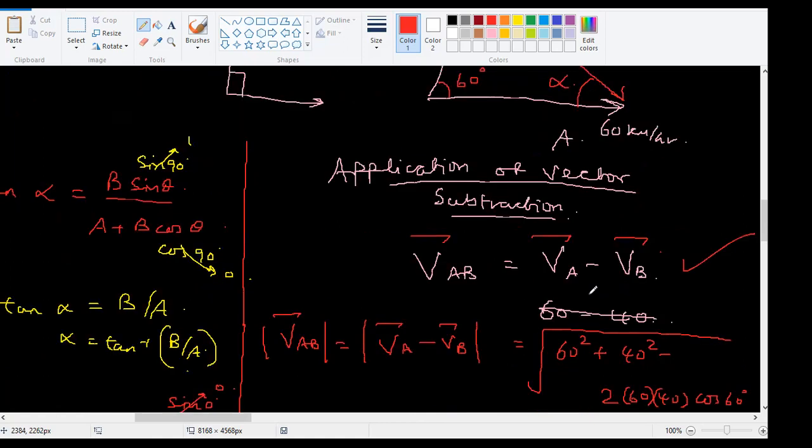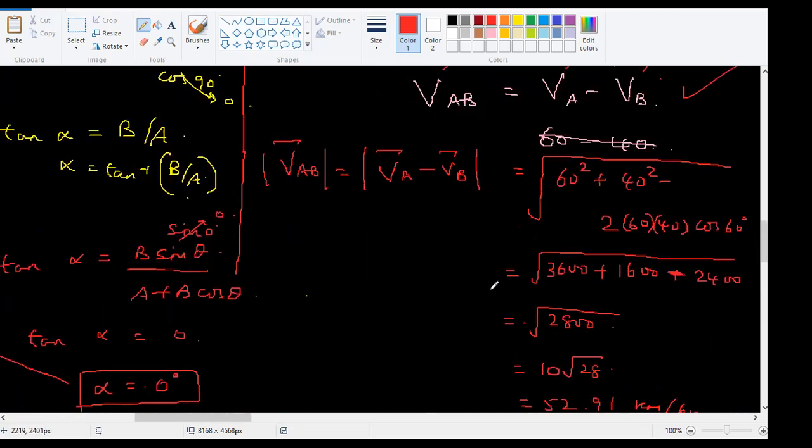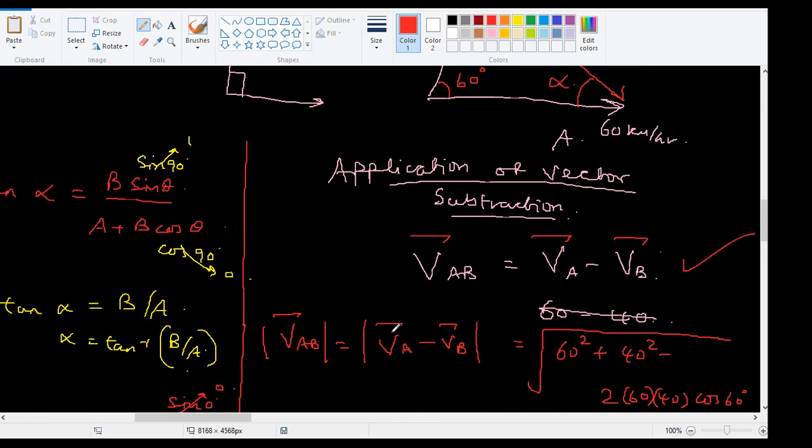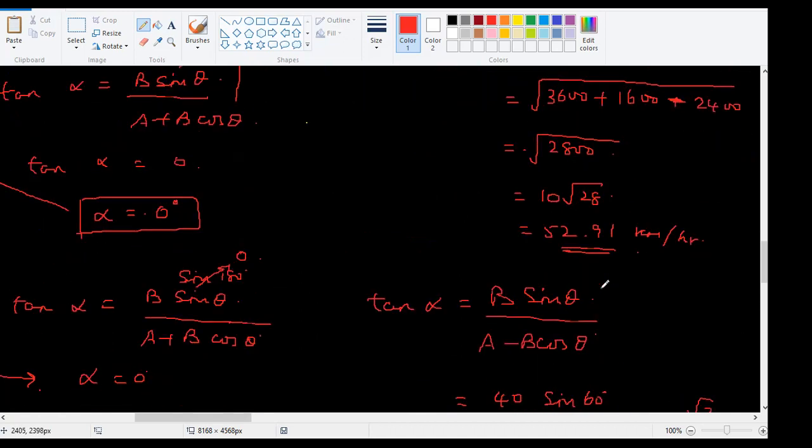Vector addition is very often we'll be using. Vector subtraction rarely will be using, okay, but still very important. So whatever you studied in the previous chapter, it's the same thing. Only thing you should put a vector symbol and then you have to do the vector addition or vector subtraction.